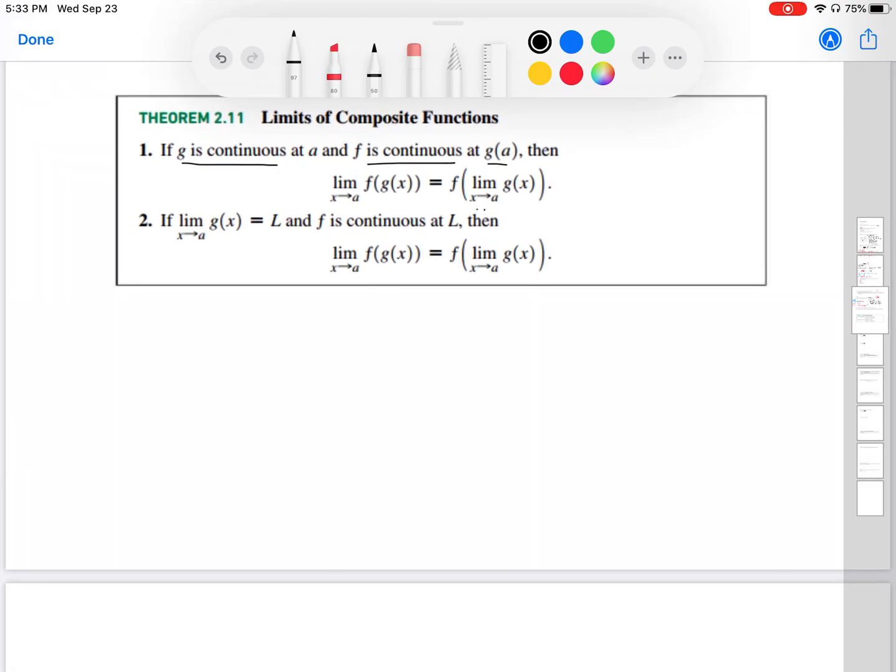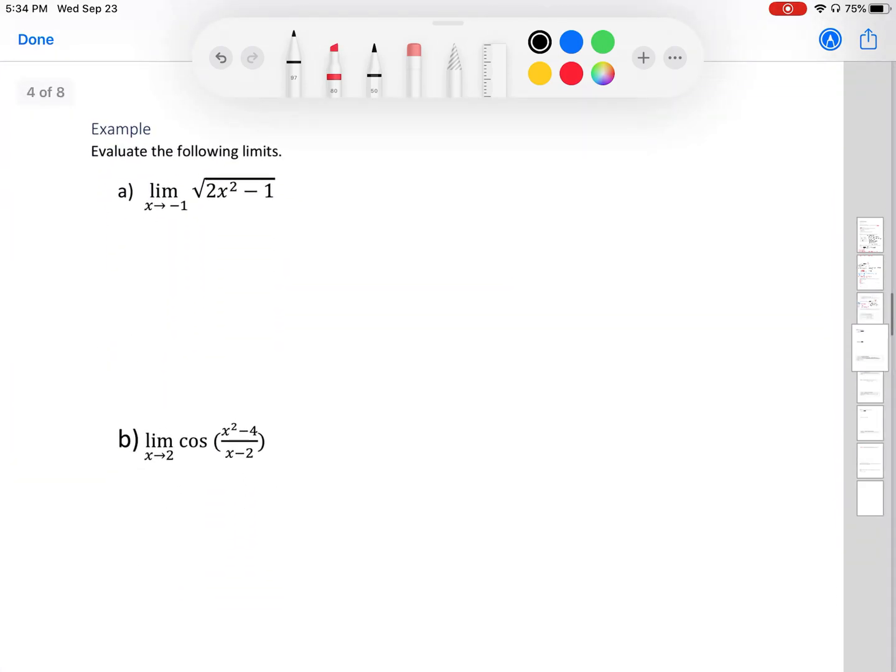Same thing for 2. If the limit as x approaching a of g of x equals L and f is continuous at L, then we can say that the limit as x approaching a of f of g of x is equal to f of the limit as x approaches a of g of x. Let's do an example.